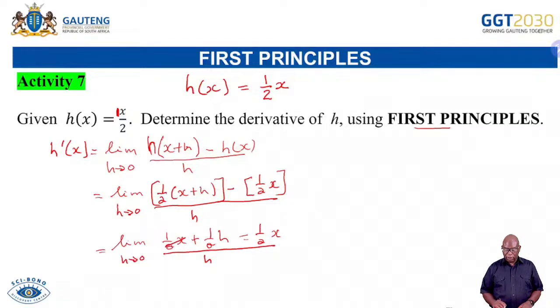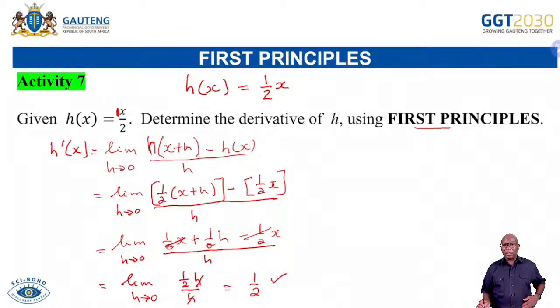Easy again. This one and that one, they subtract each other. Then what am I going to get? The limit of half of h all over h when h is approaching 0, and once I cancel that, my answer is going to be a half, and that is my gradient. Easy stuff. That one was quite very easy.